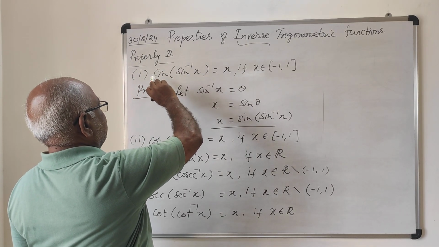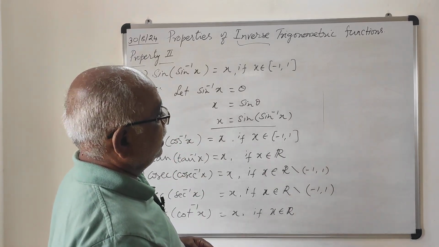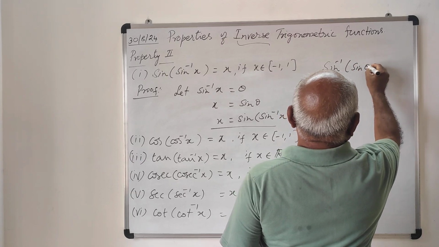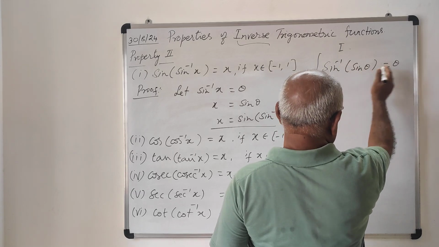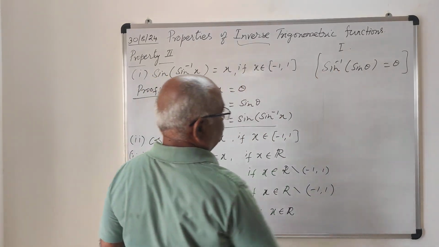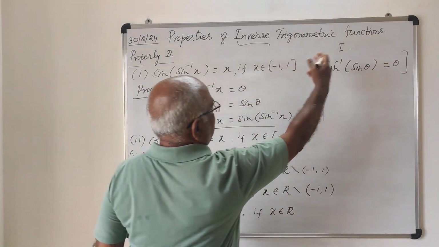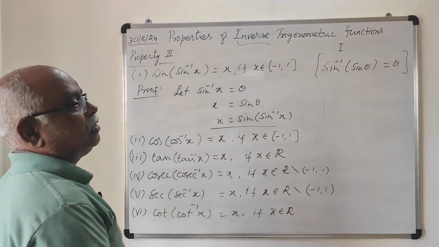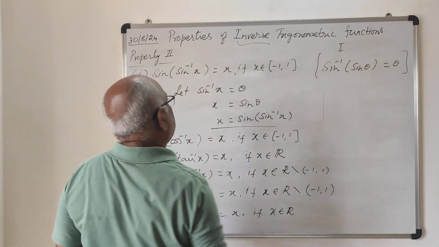The first result is sin of sin inverse x is x. In the first property we saw sin inverse of sin theta equal to theta, and like that you have seen 6 results. Similarly, in the second property, the first result is sin of sin inverse x equal to x, if x belongs to the closed interval minus 1 comma 1. The domain of sin inverse x is the closed interval minus 1 comma 1.